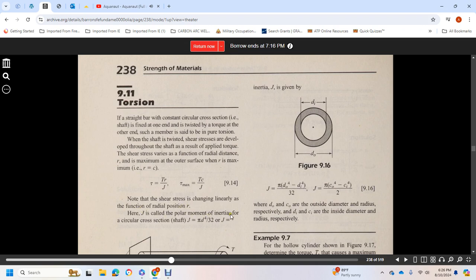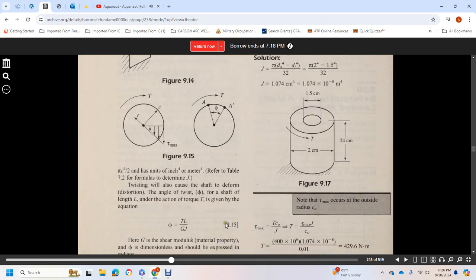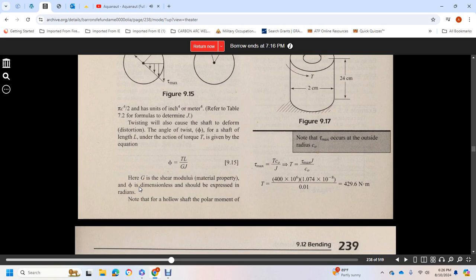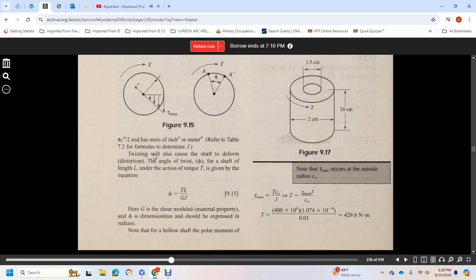Here J is the polar moment of inertia of a circular cross-section shaft. J equals pi times d to the fourth over 32, or J equals pi c to the fourth over 2, and has units of inches to the fourth or meters to the fourth. When the shaft is twisted, it deforms through an angle of twist. For a shaft of length L under the action of torque T, the angle of twist is given by phi equals T L over G J, where G is the shear modulus, a material property, and J is the polar moment of inertia. The angle should be expressed in radians.